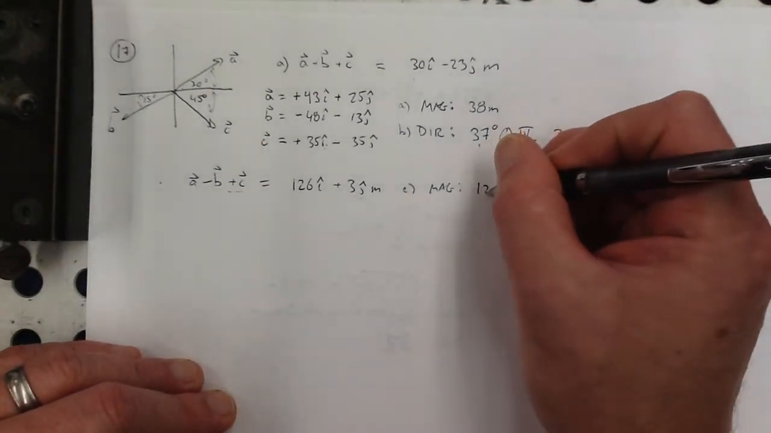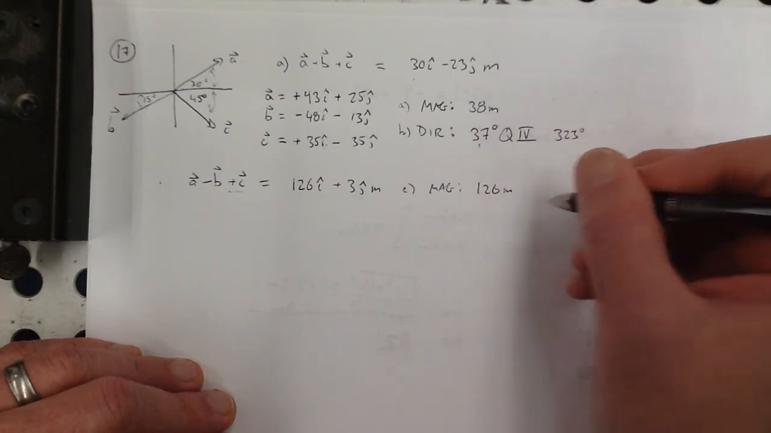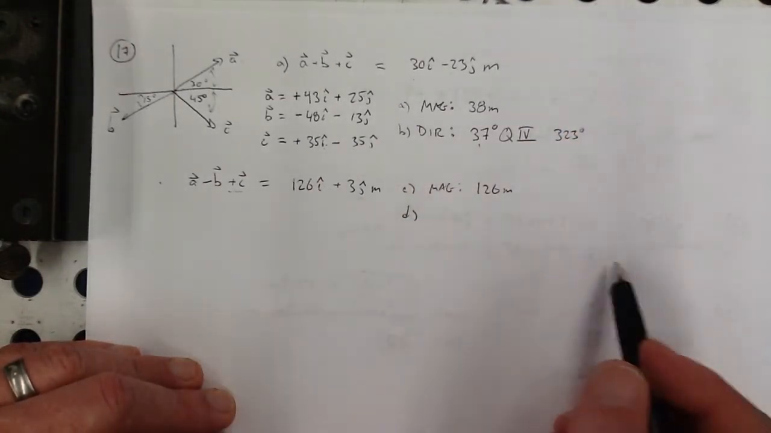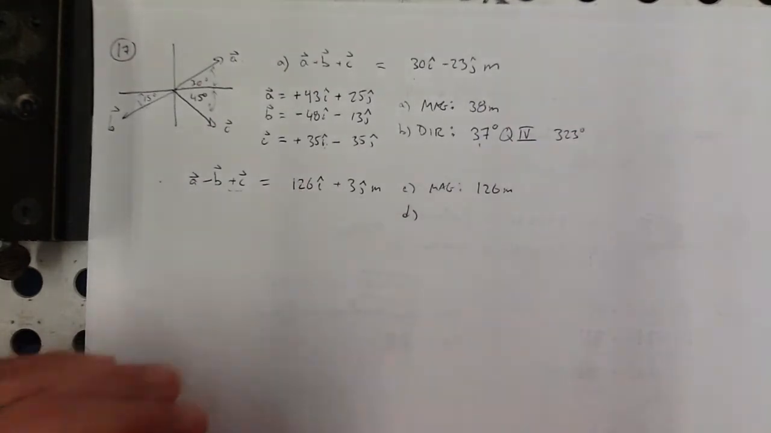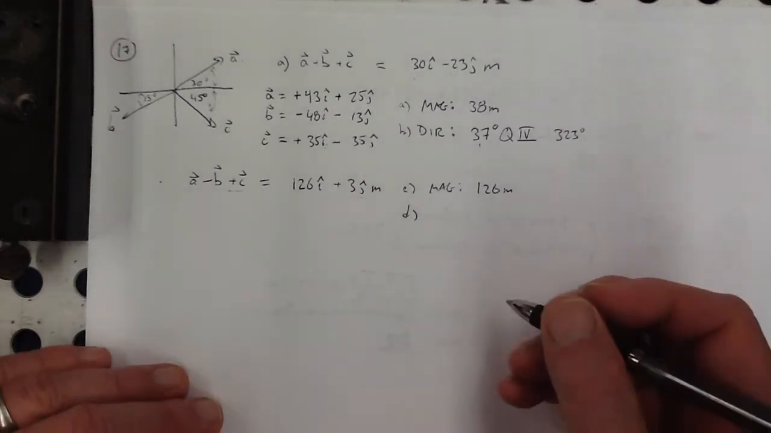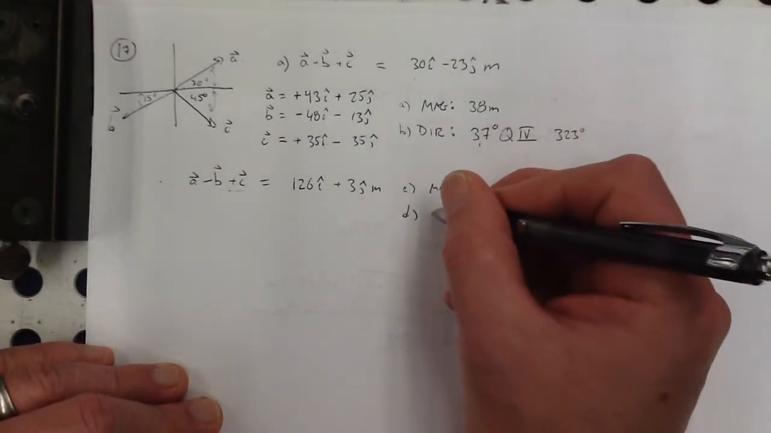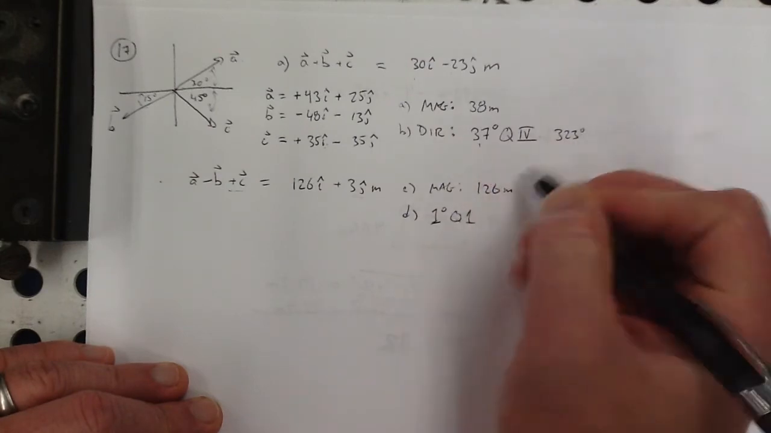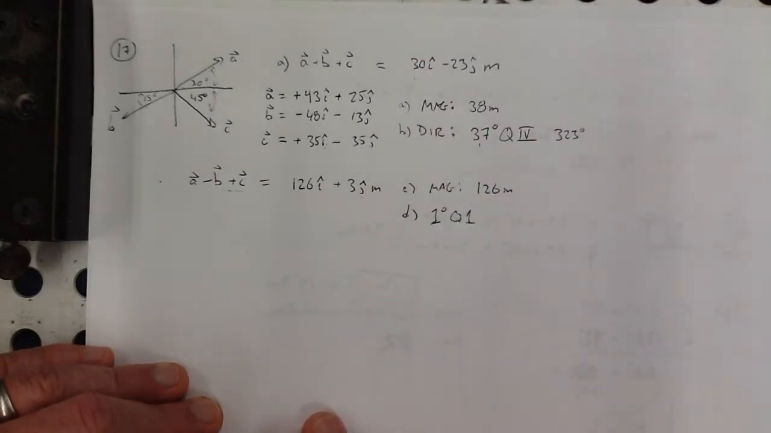And D, that's going to be really close to 0, right? 126 and then up 3. That's got to be not more than 1 or 2 degrees. Let's see. Tangent inverse of the rise, 3 over 126. So rounded to the nearest degree, which is what I'm doing here, that's 1 degree, and that is in quadrant 1, so that should agree with how the book reports it.